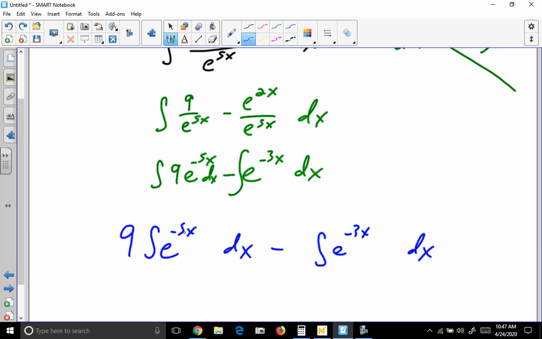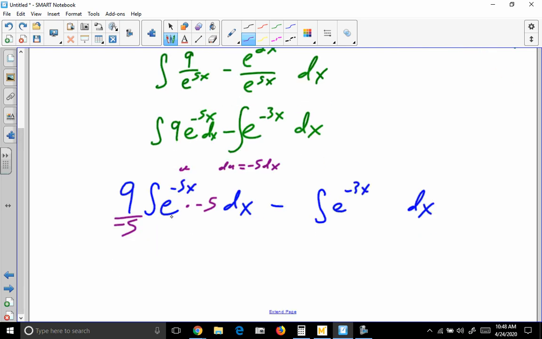So for the first one, if this is u, du would be the derivative of that, which is negative 5 dx. So dx needs to be multiplied by negative 5. If we multiply by negative 5 here, we have to divide by negative 5 here. So this is e to the u, and that's du. E to the u du, which integrates into e to the u. Now, technically plus c, but since we have two different indefinite integrals, we'll put the plus c on the end.